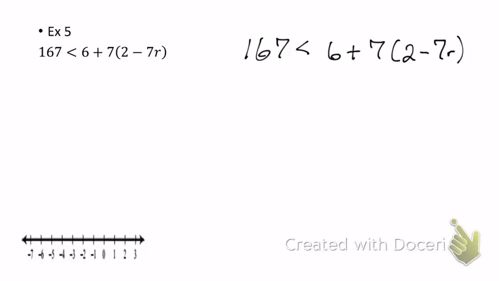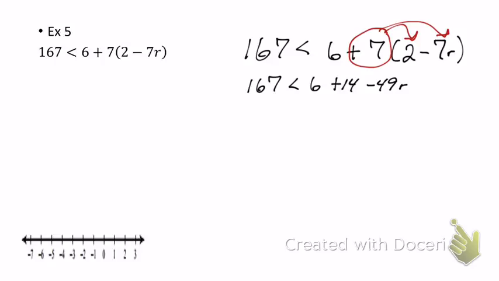So just like the last problem, I'm going to start by taking my positive 7 and distributing. So I'm going to multiply that into my parentheses. So I have 16 plus 7 is less than 6. 7 times 2 would be 14. 7 times negative 7 would be minus 49r.